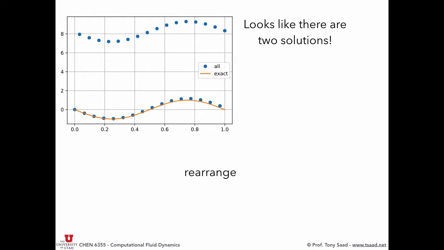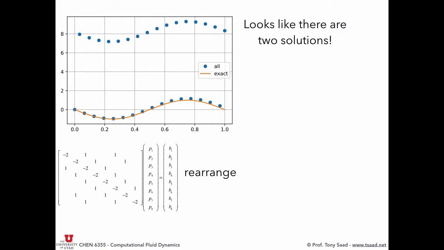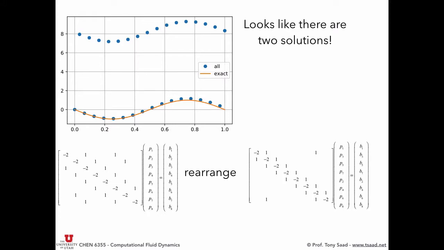So let's show how this works. If you take this coefficient matrix and just rearrange the rows so that the odd numbers, P1, P3, P5, P7 are next to each other, and then P2, P4, P6, P8 are next to each other, this is what you get. You get the first system of equations and then the second system of equations. And they're only coupled by these points. So there's very loose coupling between these two systems of equations.